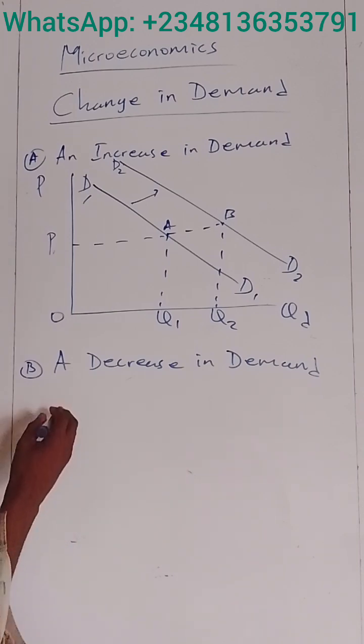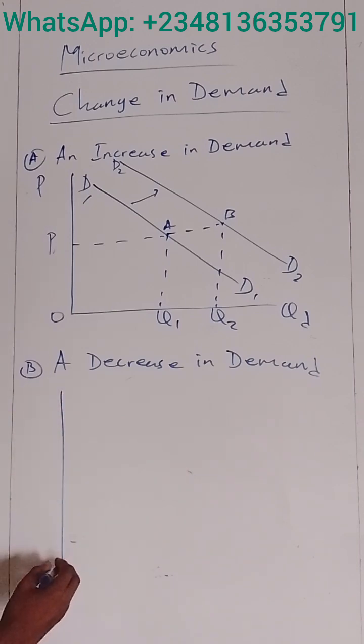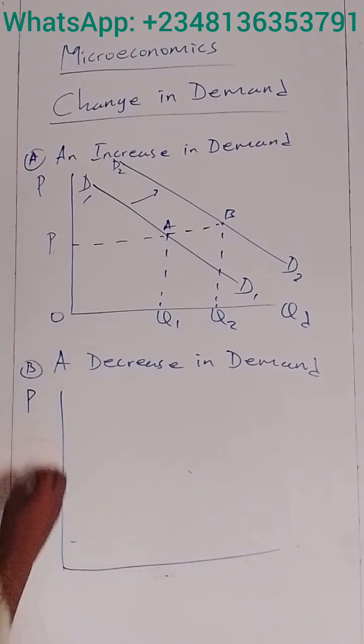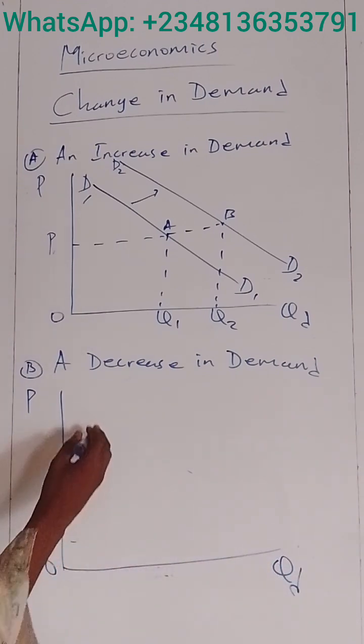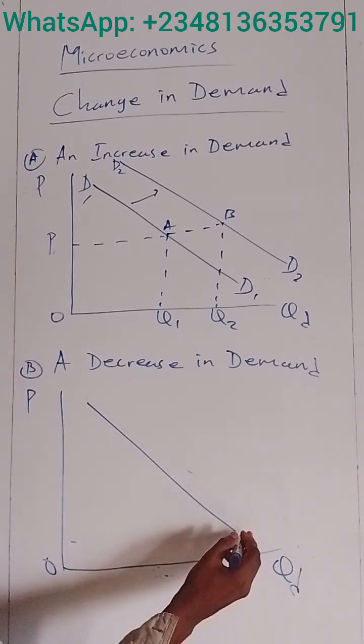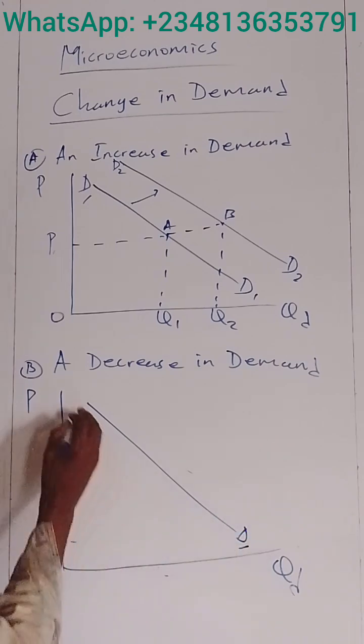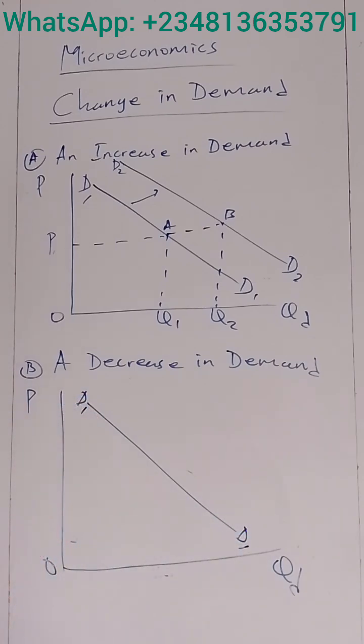Also, what of a decrease in demand? A decrease in demand is also known as a leftward shift in demand curve. So we have the price, we have the origin, we have the quantity demand. Now, let's say we have the initial demand curve D1. This is our demand curve. Let's say we have a particular price.